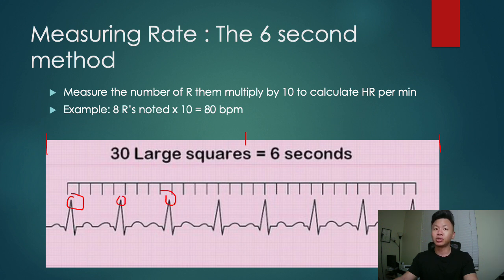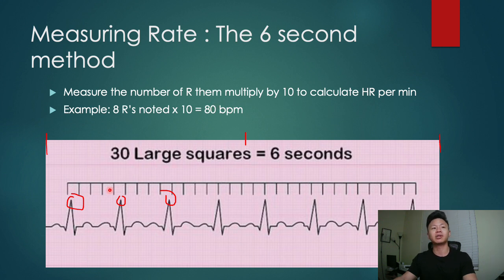If we count this, there's about 1, 2, 3, 4, 5, 6, 7, 8. There's about 8 R spikes. We're going to take that count, and since this is a 6-second strip, to be able to determine a minute, we need to multiply that by 10. So taking 8 and multiplying by 10 gives you 80 beats per minute.